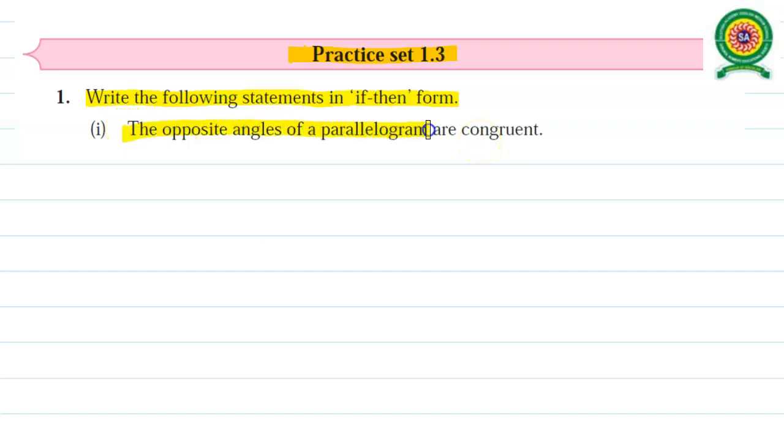The opposite angles of a parallelogram are congruent. Now look at the parallelogram. A parallelogram is one type of quadrilateral because it is a four-sided closed figure. A parallelogram has a few properties, like opposite sides are equal and parallel, and the opposite angles. So angle A is congruent to angle C, and angle B is congruent to angle D.